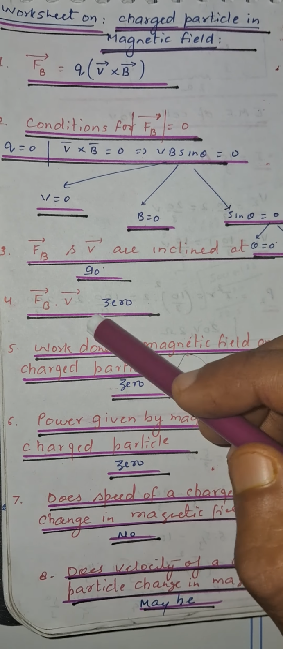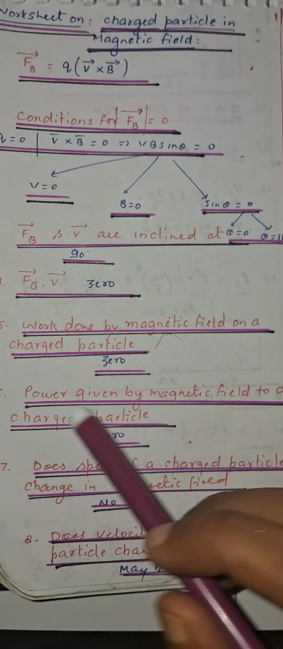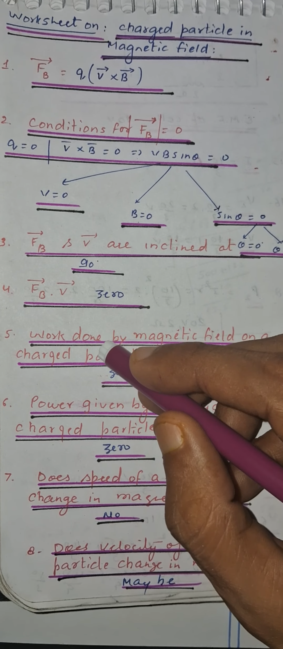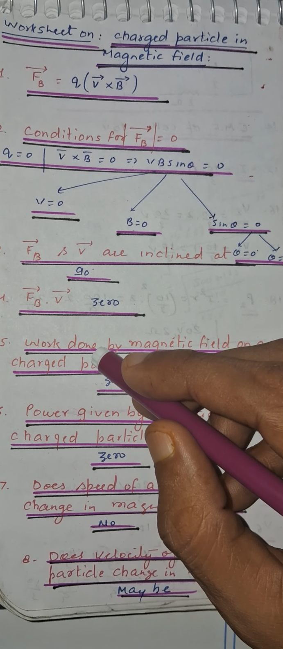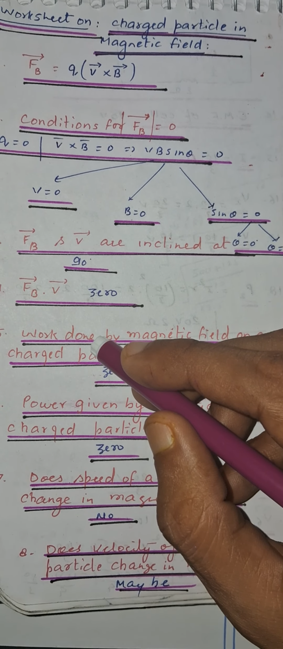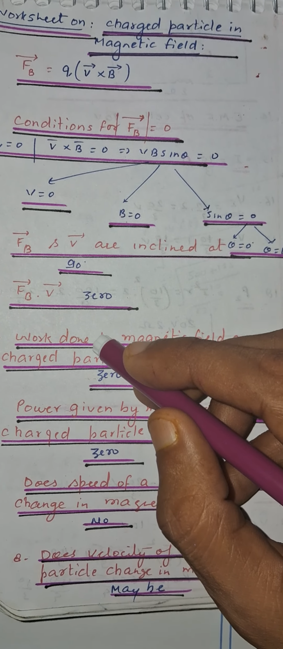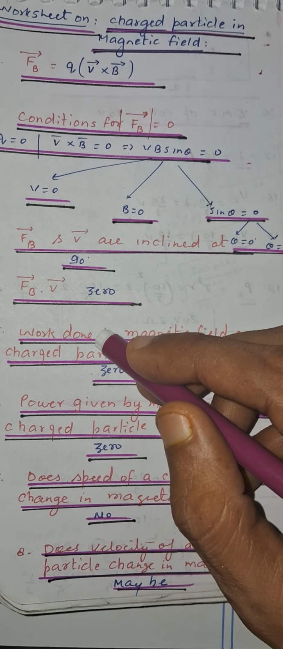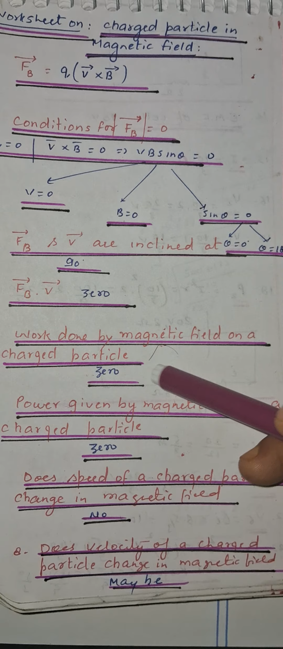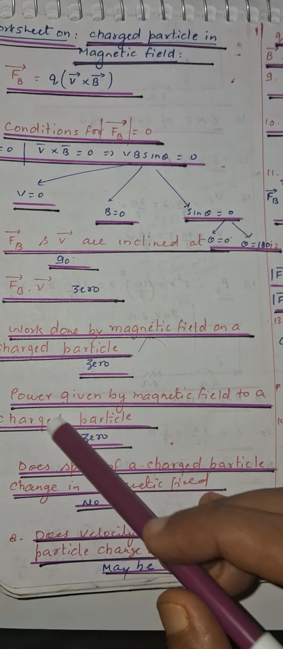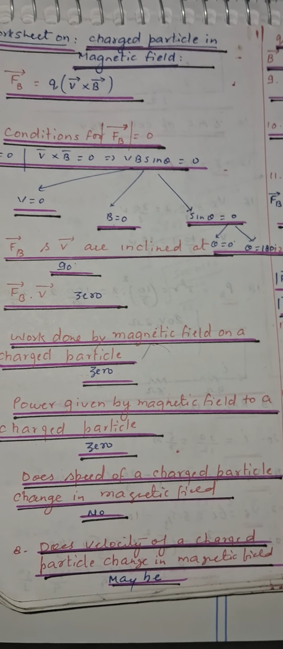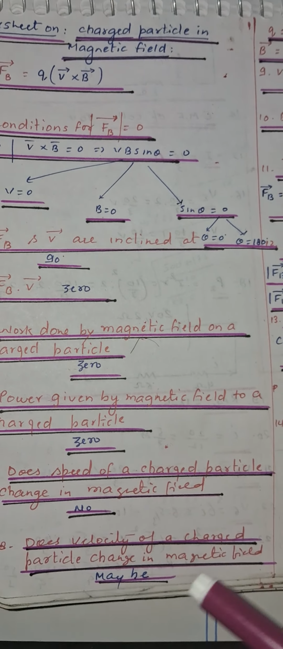Next is the dot product of force and velocity, that will be 0. Next is work done by magnetic field on a charged particle. As I explained earlier, force is always perpendicular to velocity, so there is no component along the velocity. Work done is F dot ds. Now displacement will be parallel to velocity for the instantaneous case, and velocity is perpendicular to force. That means work done by magnetic field on a charged particle will be 0. Next is power given by the force. So power is also F dot V. Since F and V are perpendicular, the power will also be 0.